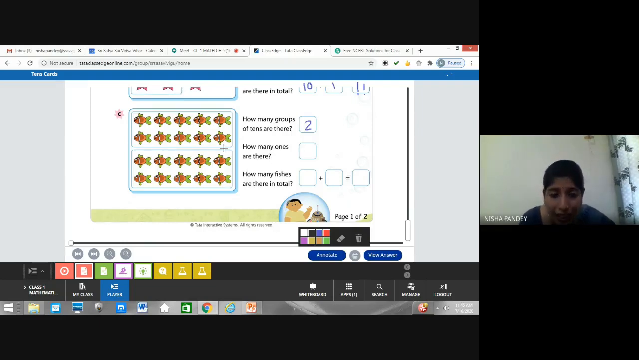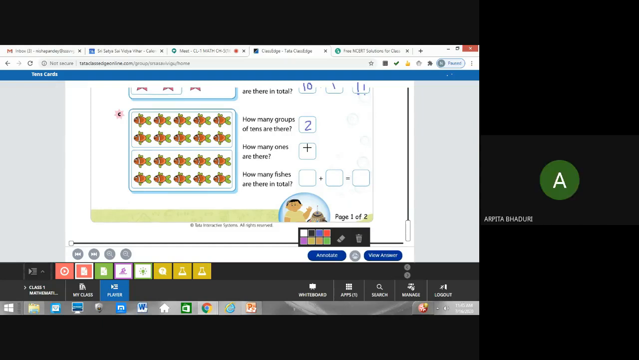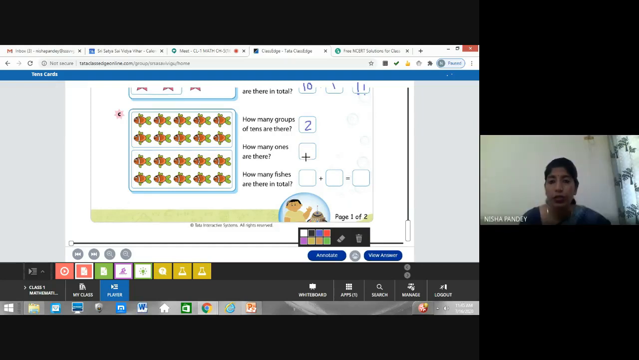Can you see any loose fishes here? Any single fishes? No, ma'am. So we have to write something to represent ones. What are we going to write? Nothing. 0. Very good. So we are going to write here 0. We have nothing loose here, so we'll write 0 to represent ones.